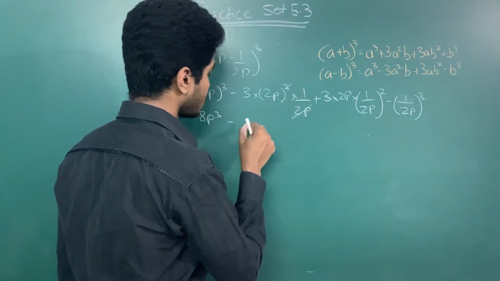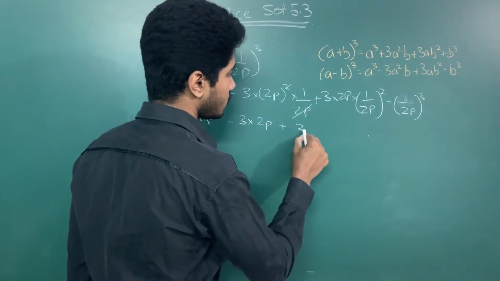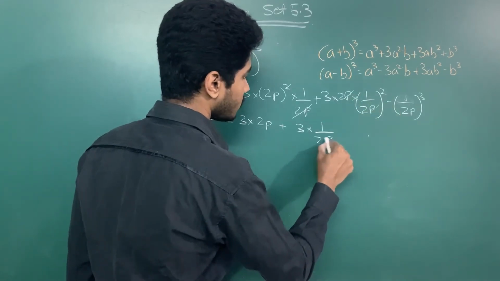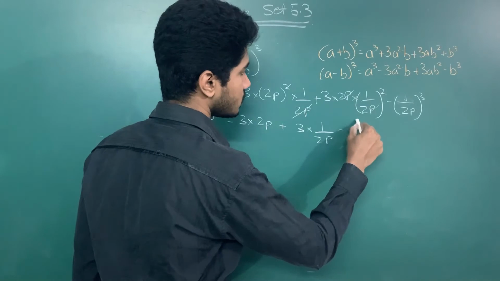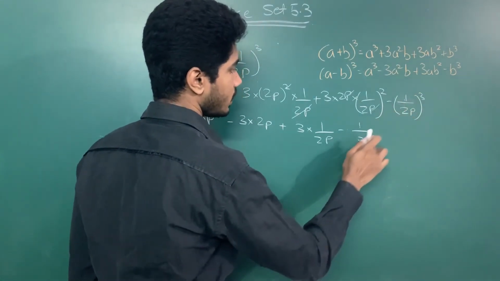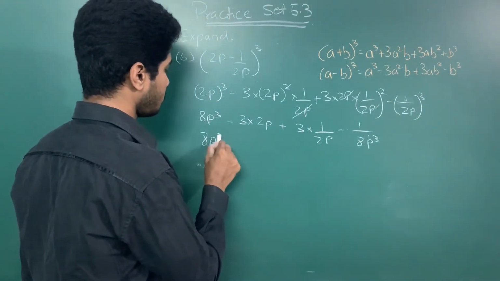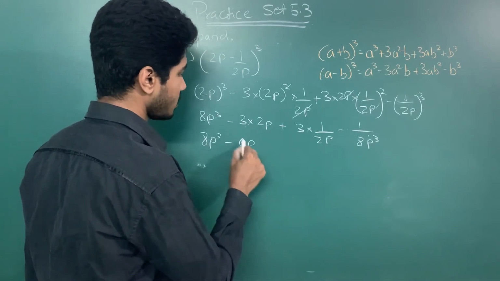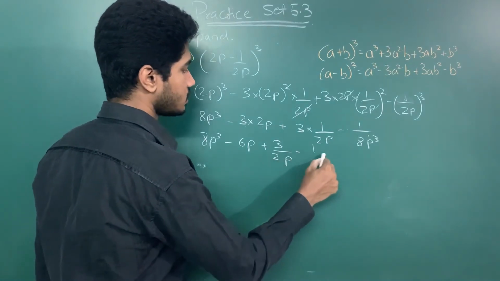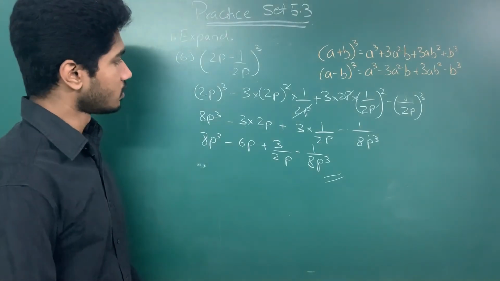So now if you see there's a 2p in the denominator, that is in a fraction, so you can cancel this and you are left with only one 2p, okay, plus 3 into, over here also you can cancel 1 and you will be left with 1 upon 2p minus, this will be 1 upon 8p cube. Cube है, so 2 का cube 8 हो जाएगा और p raised to cube. Now here 8p cube, 3 into 2 will be 6p plus this will be 3 upon 2p minus this will be 8p cube. Therefore this becomes your final answer.